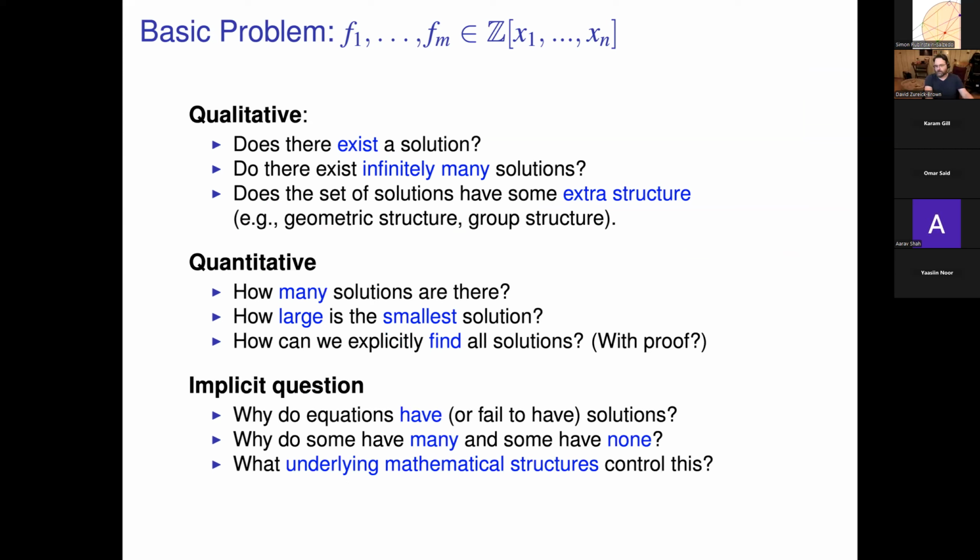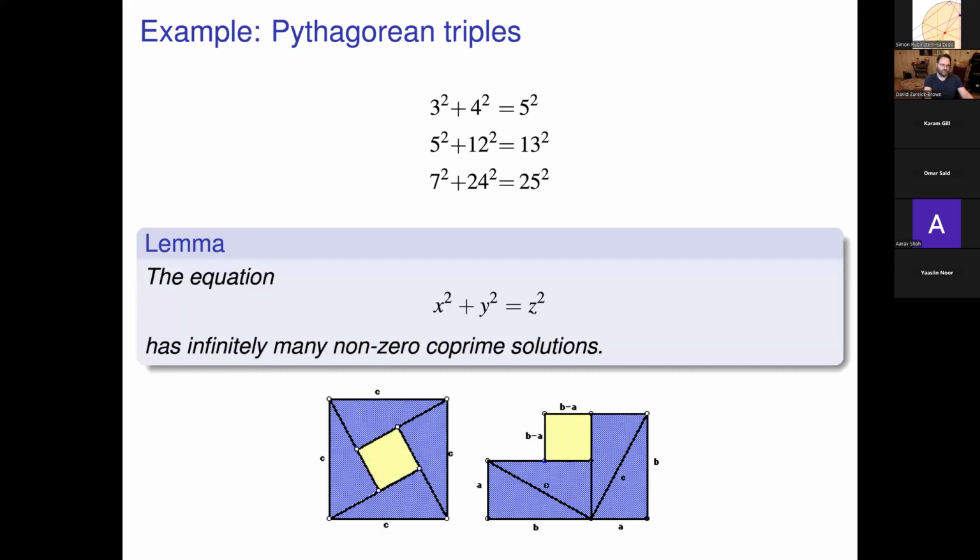can we prove that we have them all? And then there's a more conceptual or implicit question, like what controls this? Why do some equations have solutions or not? Why do some have many or none? What controls this? And so the first example many people see is Pythagorean triples. These are solutions to the Fermat equation, but with squares. There are infinitely many. Here's another proof: x squared plus y squared equals z squared. These are triples. These are all coprime, meaning no common prime divisor of all three.